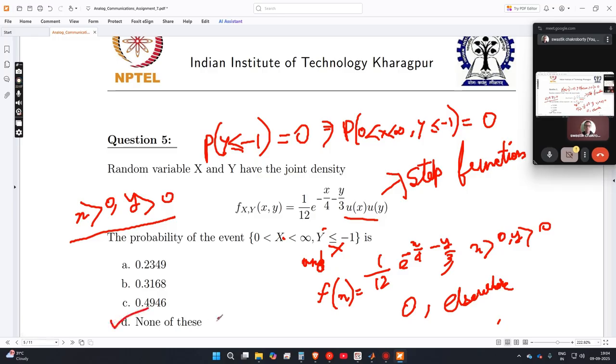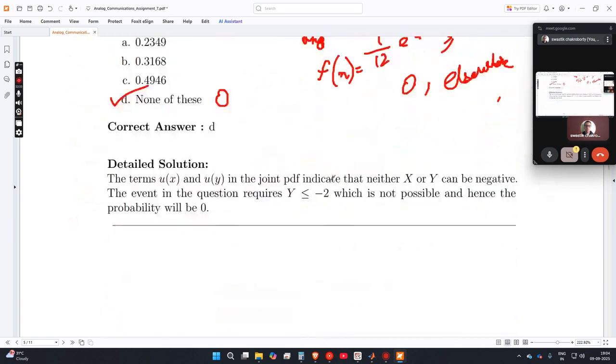None of this. Because y is greater than 0, y cannot be less than minus 1. So the probability of y less than minus 1 is 0. And since this is an intersection event, the entire event's probability is 0.